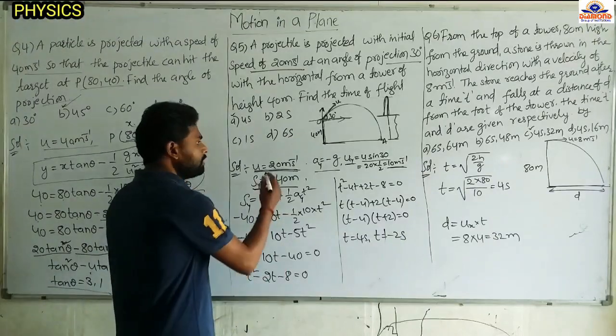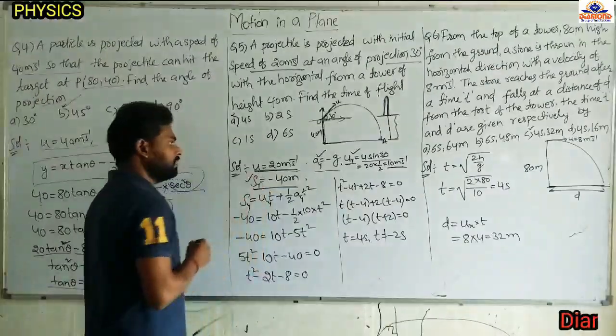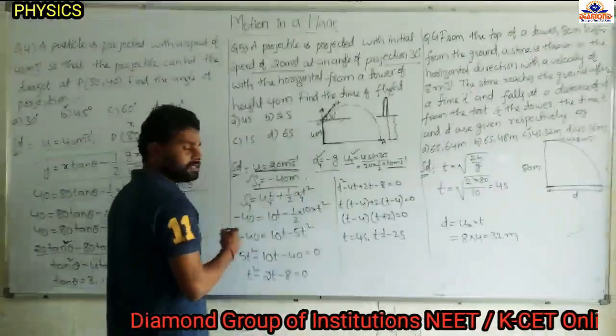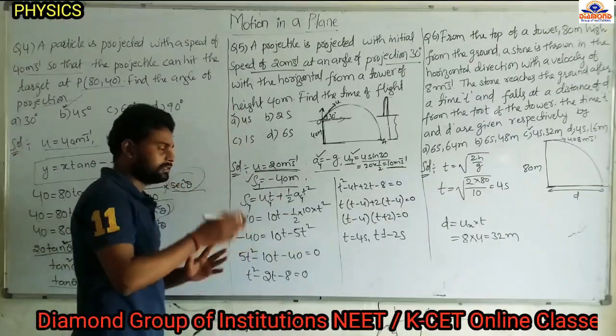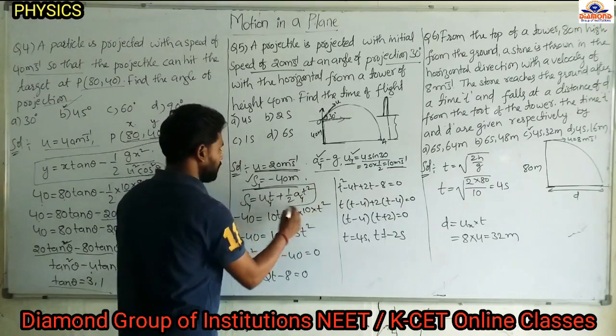So we know the velocity, we know the acceleration, and we know the displacement. Based on this data, which formula is applicable? s equal to ut plus half at square. We have to consider the y-axis, so sy equal to uy t plus half ay t square. This formula I am using.